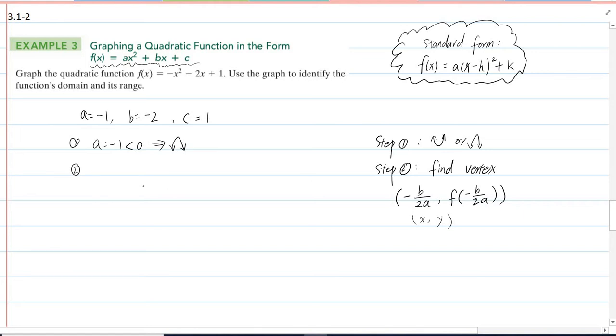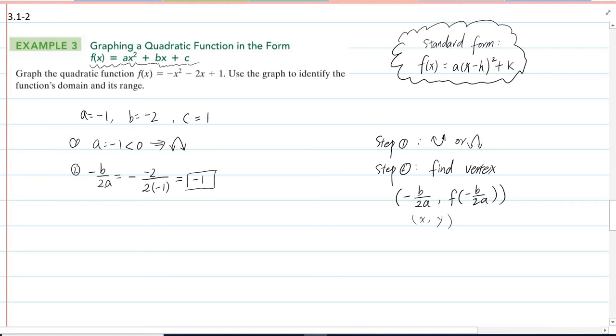Let's go ahead and plug in this formula. We're looking for -b over 2a. Don't forget the negative sign, and our b is -2, over 2 times a, where a is -1. All I'm doing is plugging in a and b. So the negative becomes positive, and this is +2 over -2, which gives us -1. That is our -b over 2a.